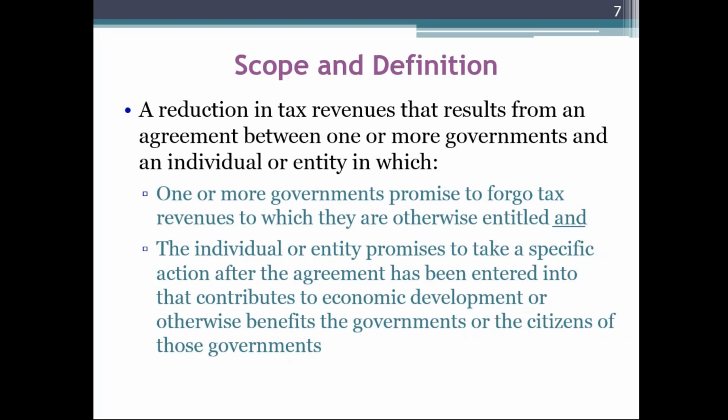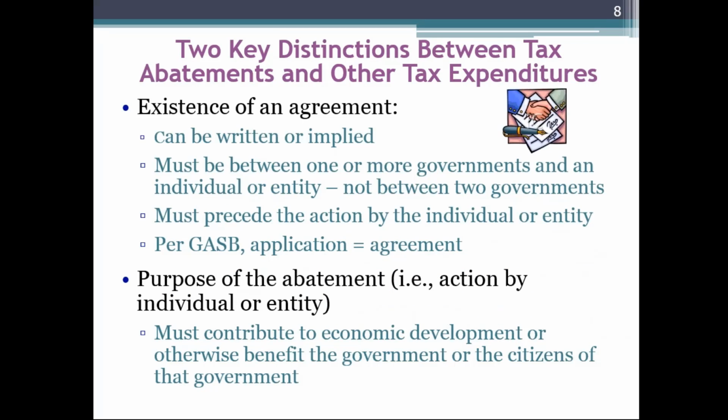The tax abatements that are being impacted by GASB 77 are those that result in a tax reduction from an agreement between one or more governments and an individual or entity in which one or more governments promise to forego tax revenues to which they're otherwise entitled, and the individual or entity promises to take a specific action after the agreement has been entered into that contributes to the economic development or otherwise benefits the government or the citizens of those governments. So here are some of the key distinctions.